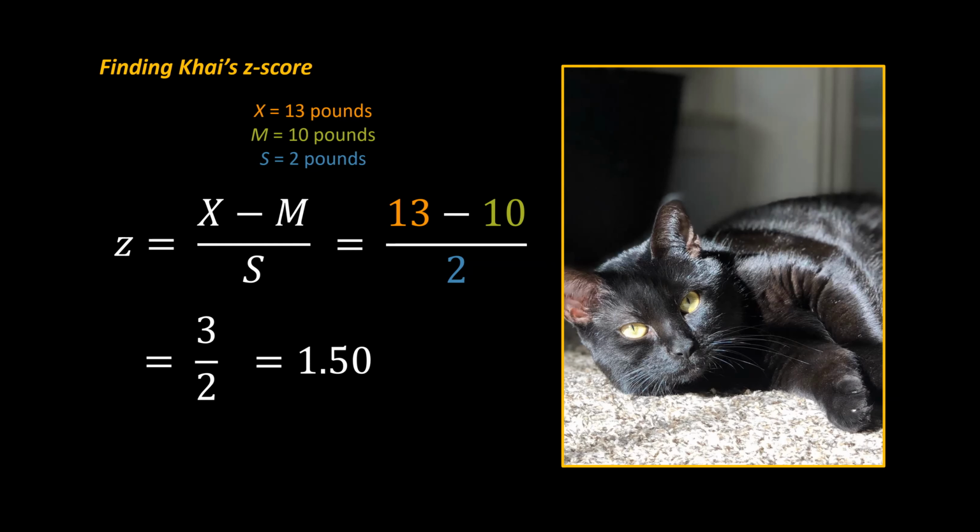So what does that mean? Yeah, very good. So a z-score of 1.50 means that Kai is 1.5 standard deviations above the mean. She's 1.5 standard deviations above the mean. She doesn't look happy about it in this photo, but that's just her normal face.